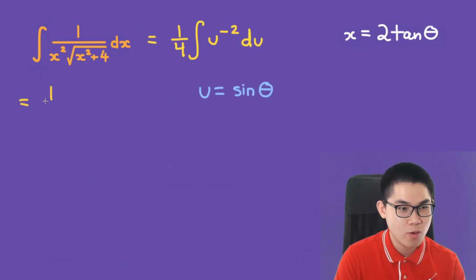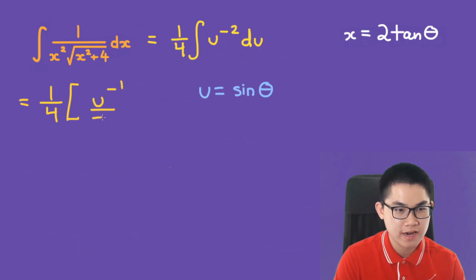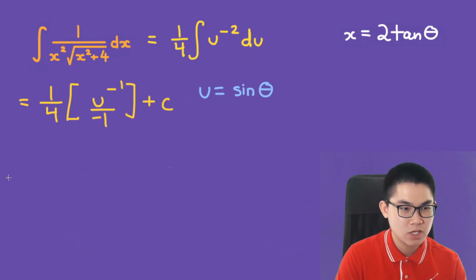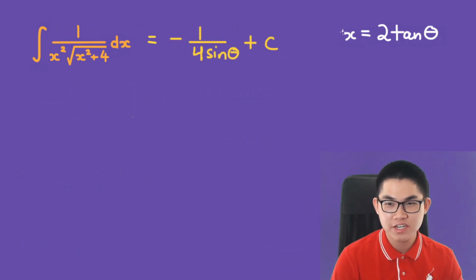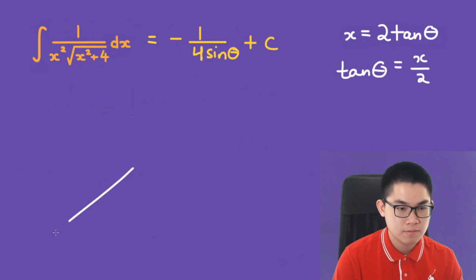This is equal to 1 over 4 times the antiderivative of u to the power of negative 2. And that's going to be u to the power of negative 1 over negative 1 plus c. So we have negative 1 over 4 times 1 over u plus c. So u is basically sine. So we have negative 1 over 4 times 1 over sine plus c. This is where our equation comes in. So x equals 2 times tan. So tan is x over 2.